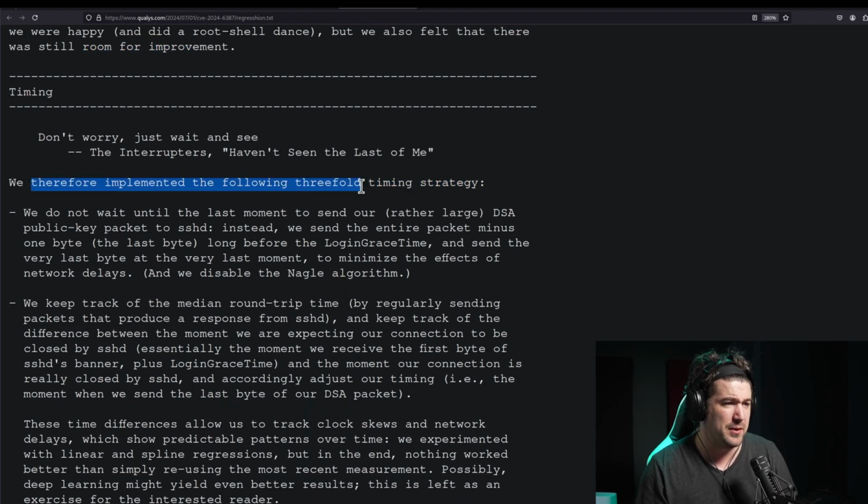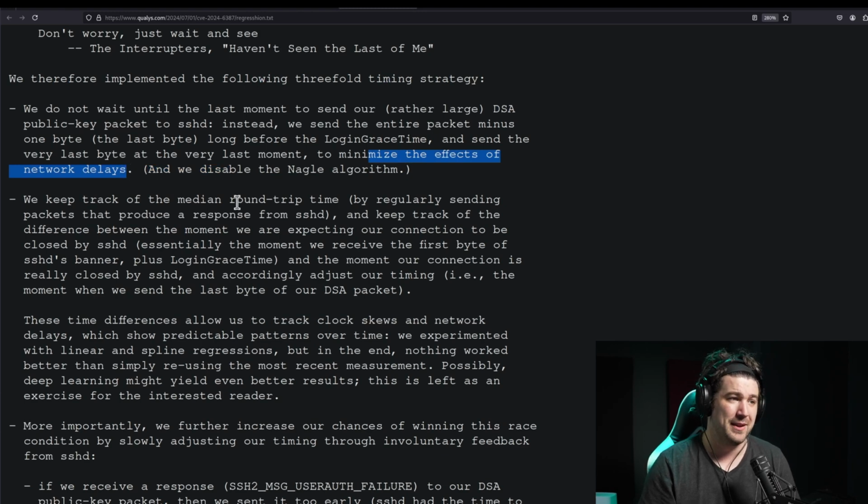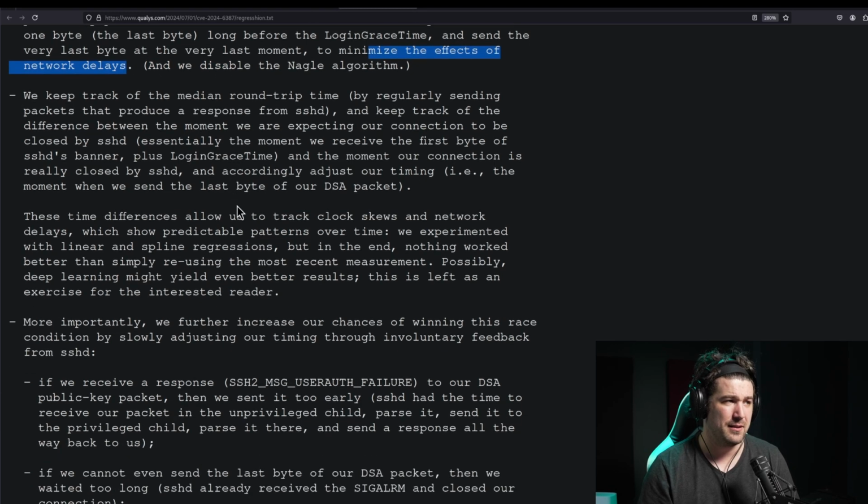We therefore implemented the following threefold timing strategy. We do not wait until the last moment to send our rather large DSA public key packet to SSHD. Instead, we send the entire packet minus the last byte long before the login grace time, and then send the last byte really quickly at the end. That makes sense. It's going to let you time it much better and minimize the effects of network delay.